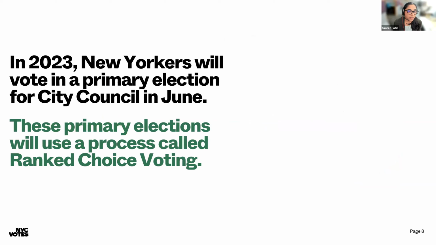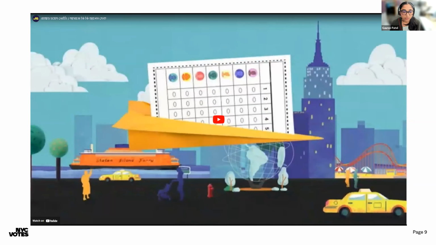So this year, in 2023, New York City is going to be using ranked choice voting in our primary elections, which is why we're here today. Now, I'd love to share with you all an informational video that captures what this is. So let me know if you can hear this properly.